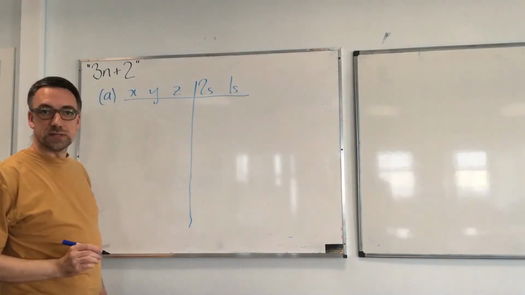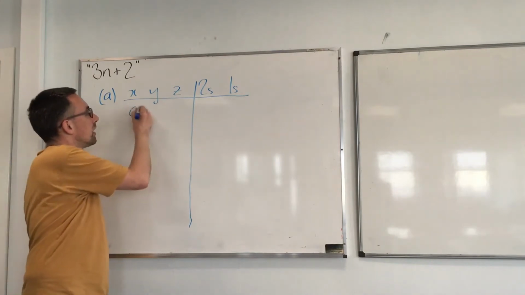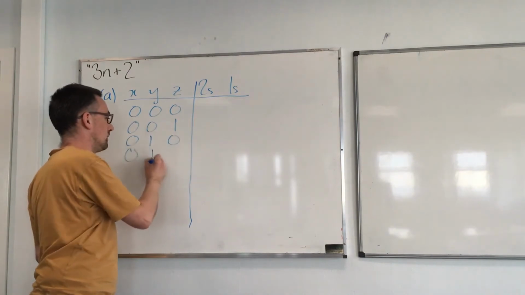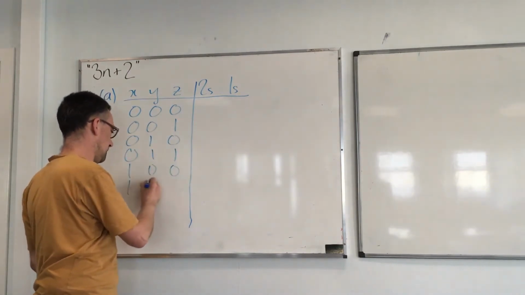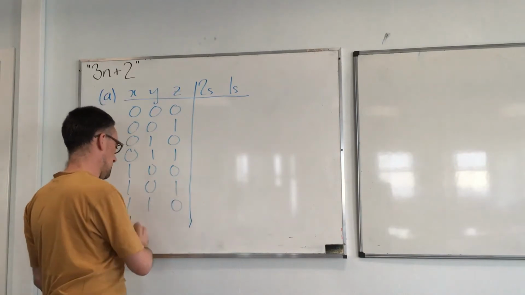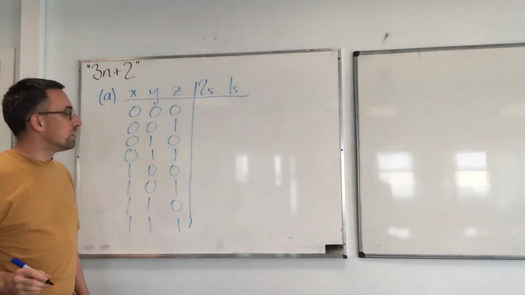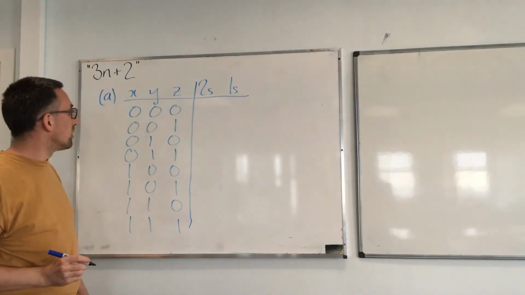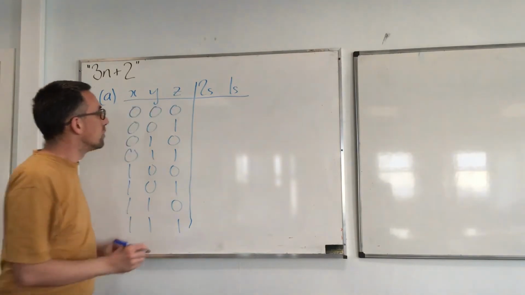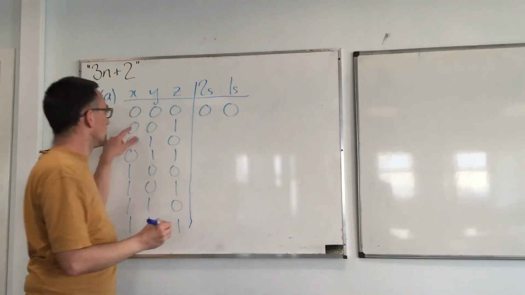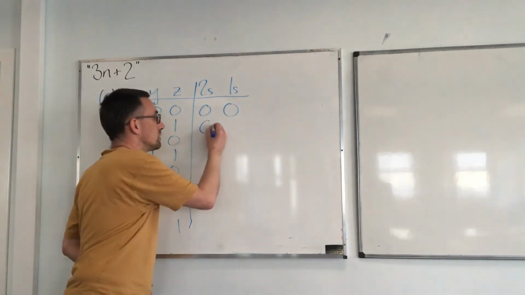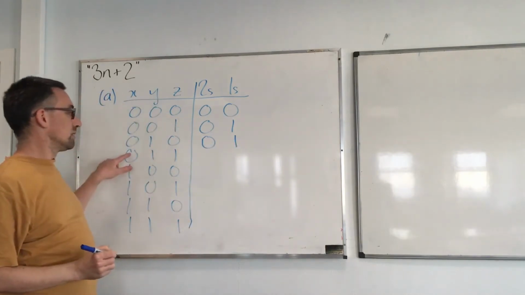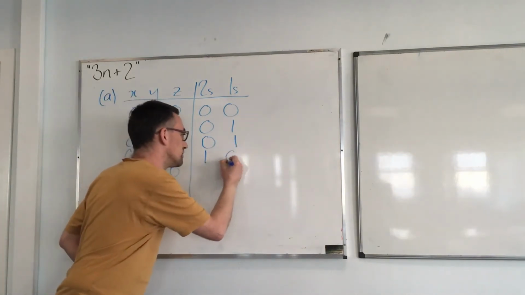As ever, we tabulate all possible inputs by counting to 7 in binary. And now we compute the outputs just by adding up the 3 inputs and giving the answer as a binary number. 0 plus 0 plus 0 is 0. 0 plus 0 plus 1 is 1. And similarly, 0 plus 1 plus 0 is 1. 0 plus 1 plus 1 is 2.